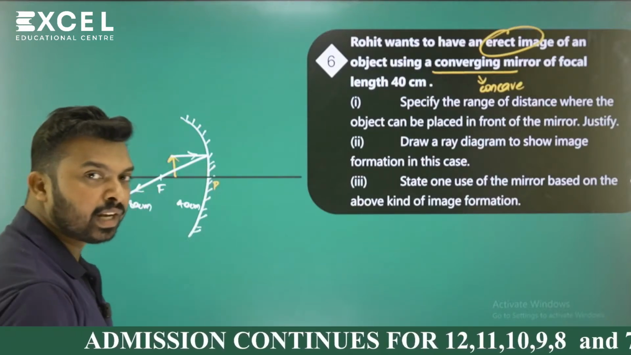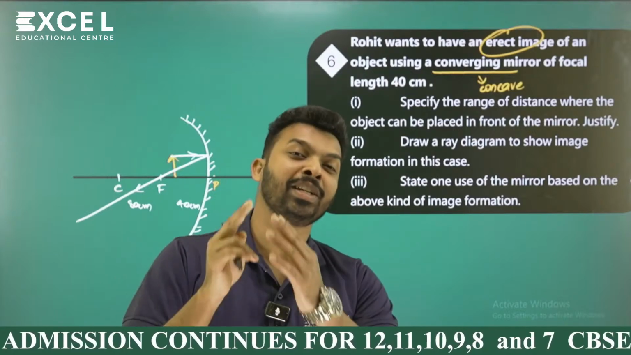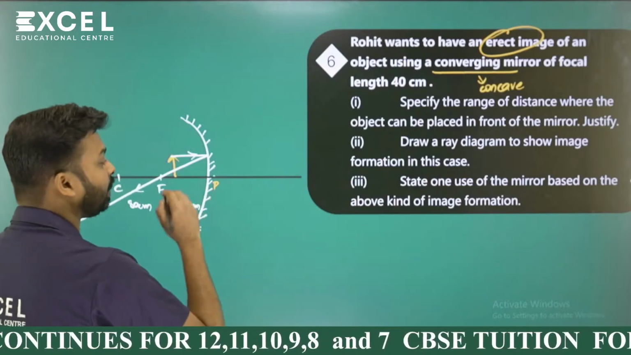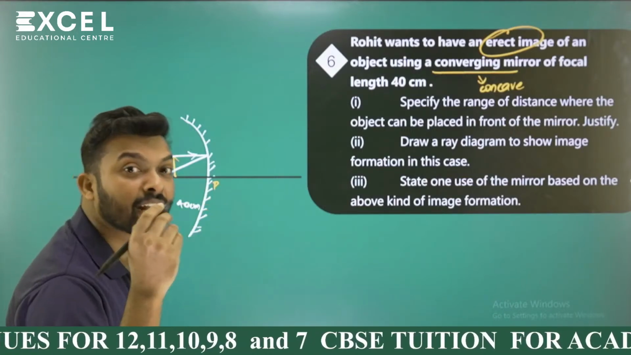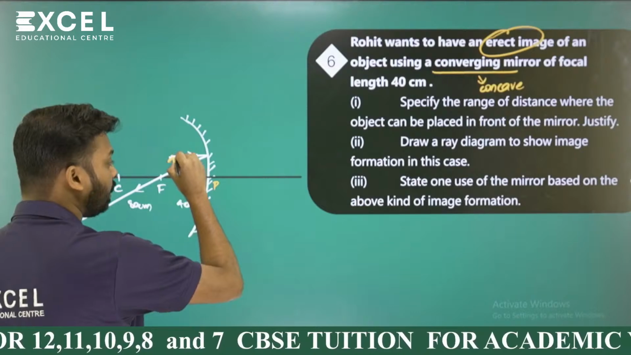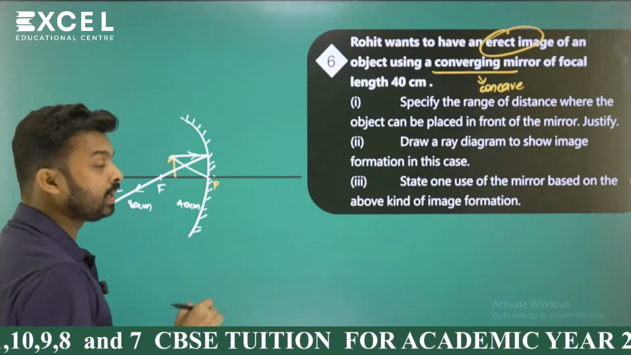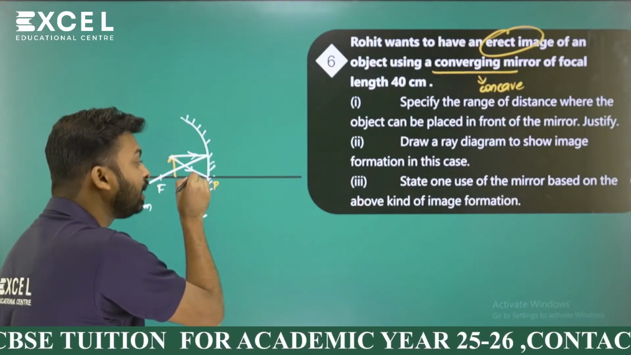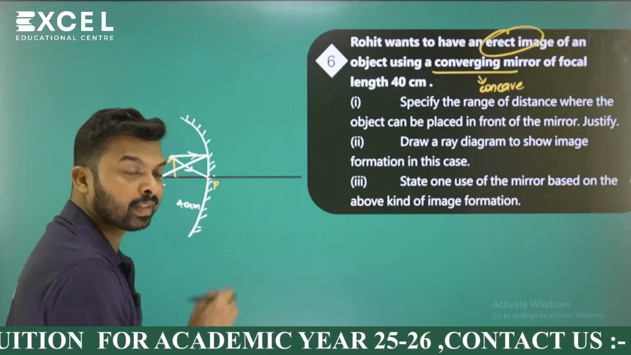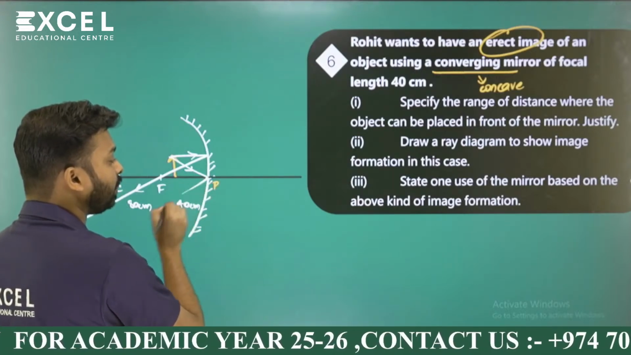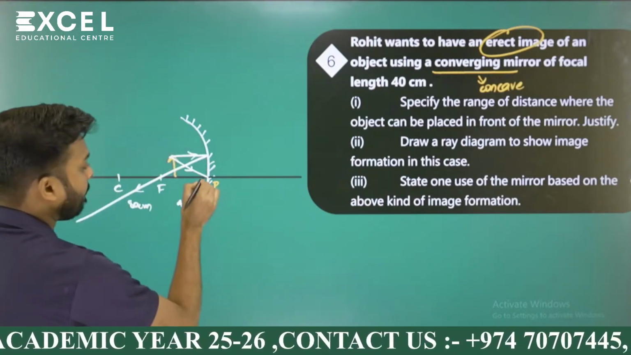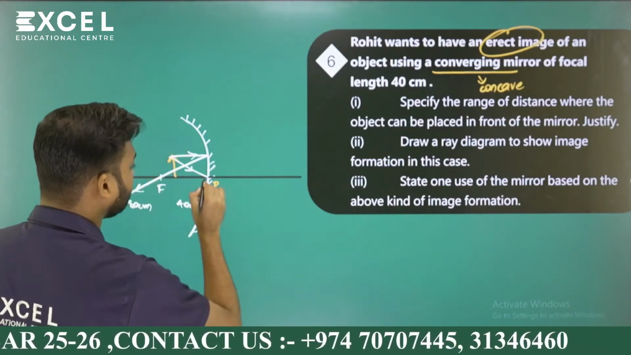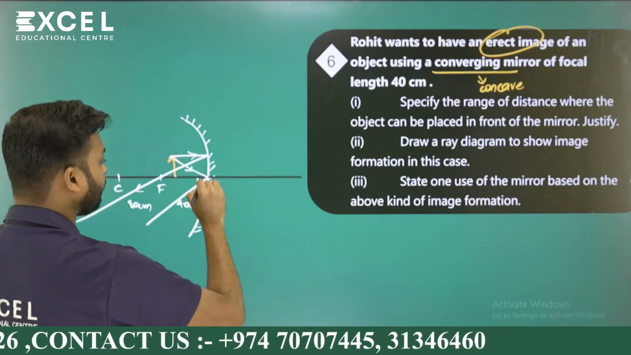Fine. Now, in order to make an image, there should be two light rays which are going to meet together. So I have to draw one more. Where can I draw? I can draw it to the pole. One beam of light is going to the pole. After reflection, the angle of incidence will be equal to the angle of reflection at the pole. So here they will be making an angle.